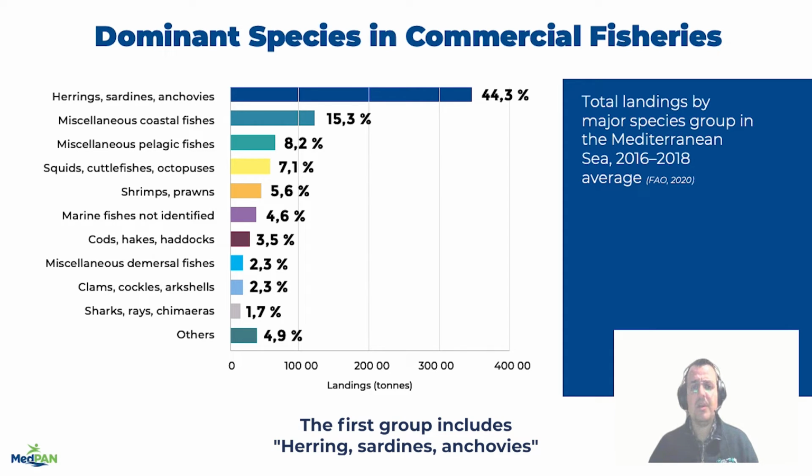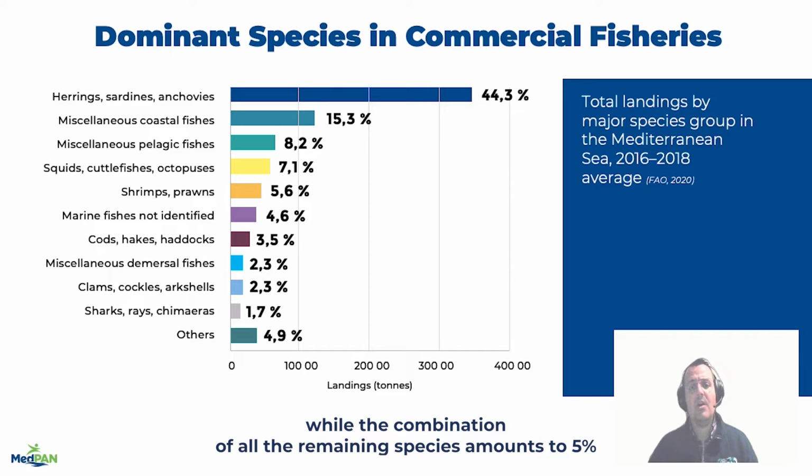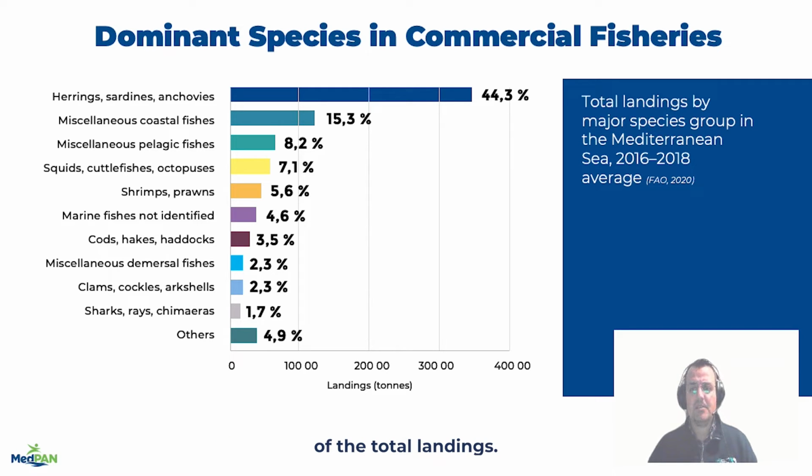The first group includes herring, sardines, and anchovies. The second one, miscellaneous coastal fishes, and the third one, miscellaneous pelagic fishes. 7 other species groups contribute to 22.5% of the total landings, while the combination of all remaining species amount to 5% of the total landings.